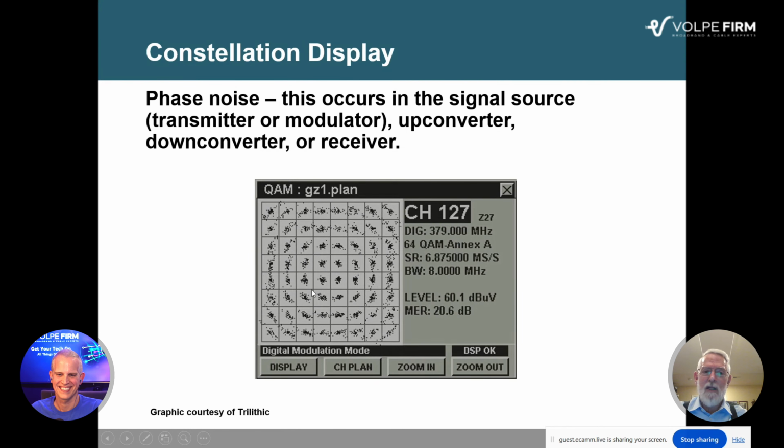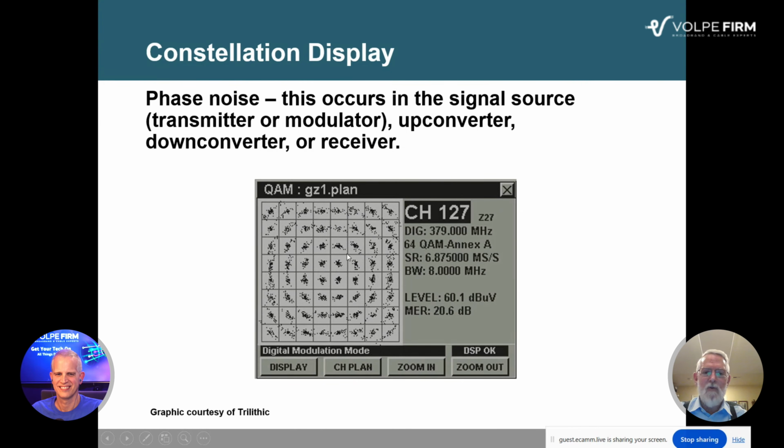This could be occurring in the CPE. So if you hooked up your meter, of course you wouldn't see it if it's occurring in the customer's CPE. It's not going to show up in your meter. But more often than not, this is going to be an issue at the headend or hub site. That's the vast majority of the time.